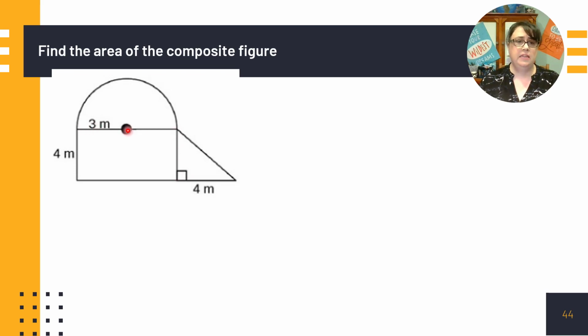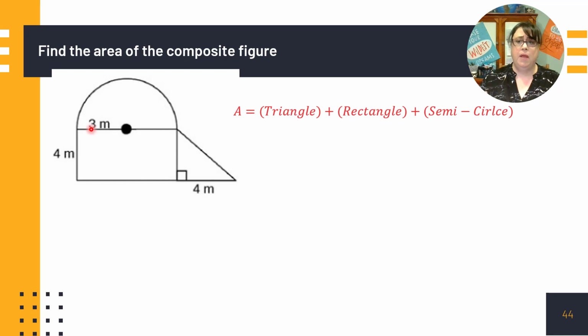And I can see that this semicircle has a radius of 3. So let's begin by writing down our idea. I know I'm going to add the triangle, the rectangle, and the semicircle. And instead of getting caught up in "I can't do this problem," let's just do what we can. And then you're going to find that you can do a lot more of it than you maybe thought. So let's just take the pieces as we go.